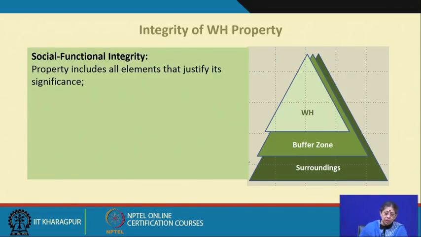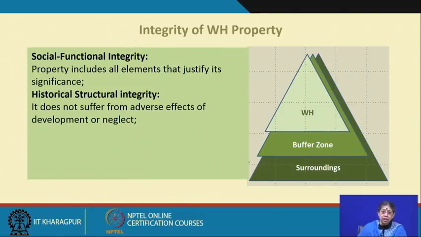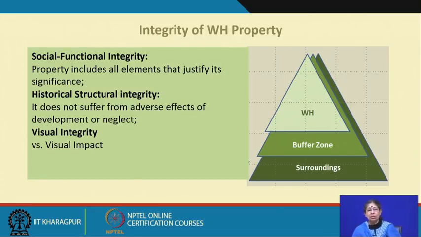So, there is a social and functional integrity, which means the property includes all elements that justify the significance. Historical structural integrity means it does not suffer from adverse effects of development or neglect. And visual integrity, the visual impact. If you remember the Vienna example, which I mentioned, that it is now put under the danger list, it is actually the visual integrity which was compromised in a heritage site, and that's why it was put under the danger list of World Heritage Sites.